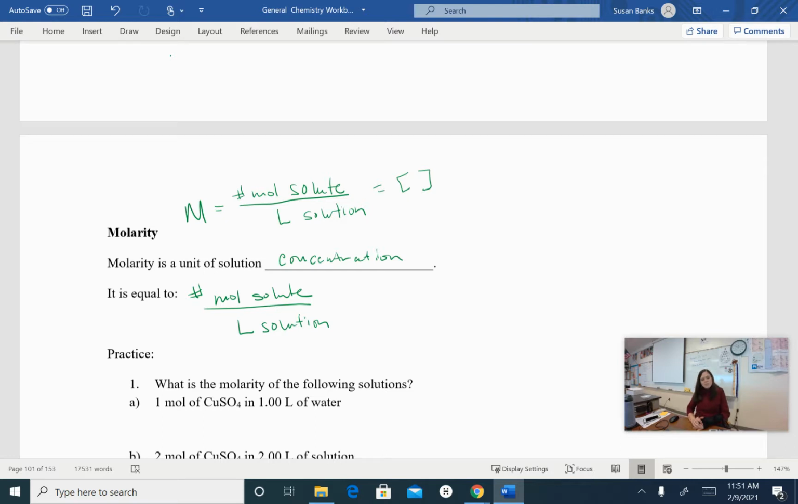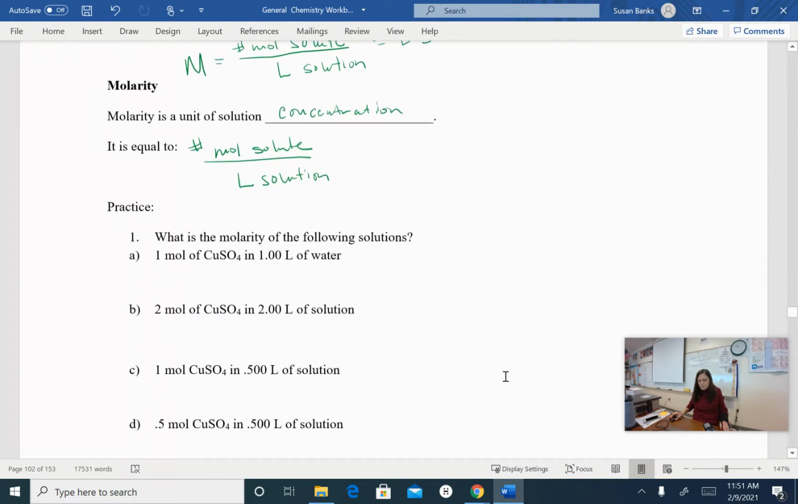Okay, so let's do some practice. You're going to want a calculator for this, so make sure you've got a calculator and make sure you've got some notes so that you can take some notes. Okay, so what is the molarity of the following solutions? So remember, we always want to have moles on top for molarity and liters on the bottom. So I have 1 mole of copper 2 sulfate, and my volume is 1 liter of solution. 1 divided by 1 is 1, right?